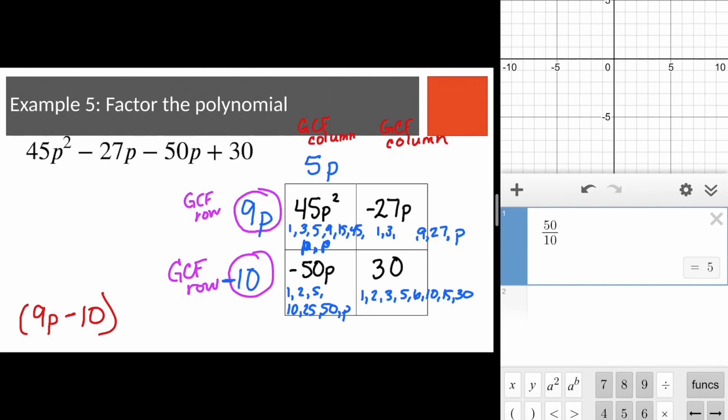And then negative 10 times what gives us 30? So we know 10 times 3 gives us 30. And because the 3 is touching a box that is negative, it has to be negative. So then our other factor is going to be 5p minus 3.